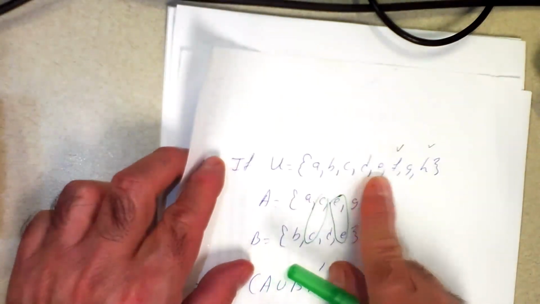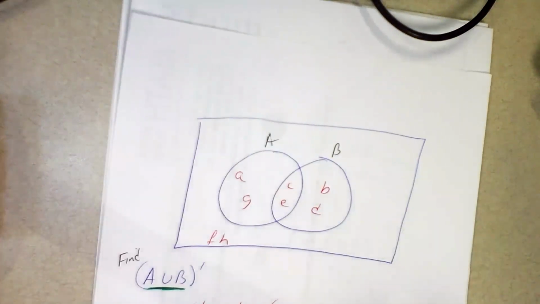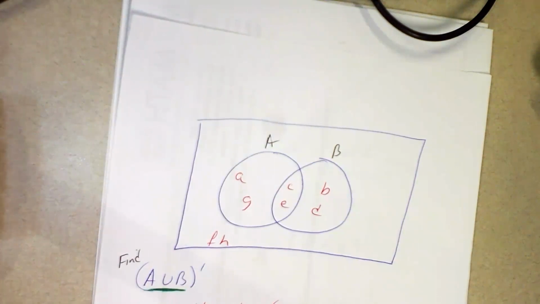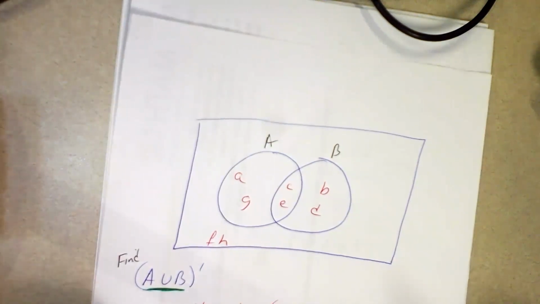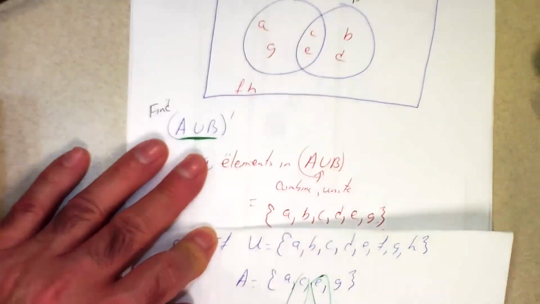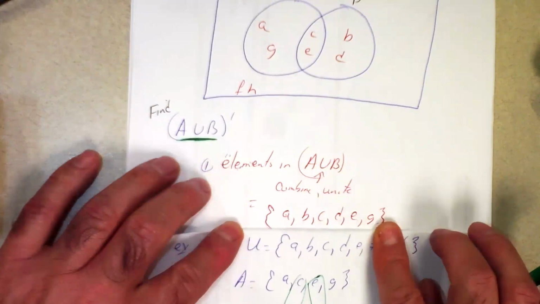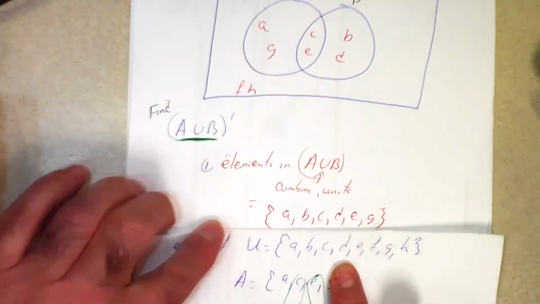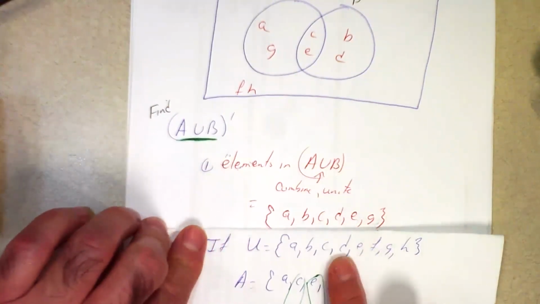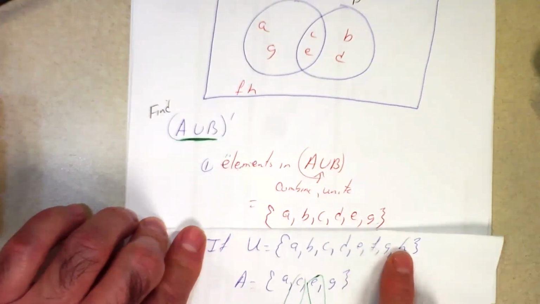My universal set: A, B, C, D, E, F, G. So let's compare my universal set with my group. Here's my universal set. This is my group. Here's my universal set. What's missing? I am missing the F and missing an H.